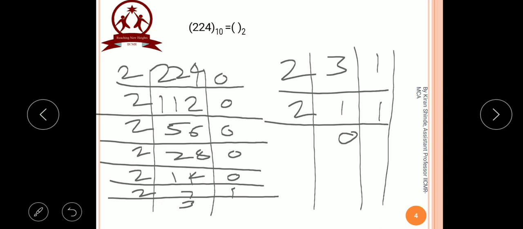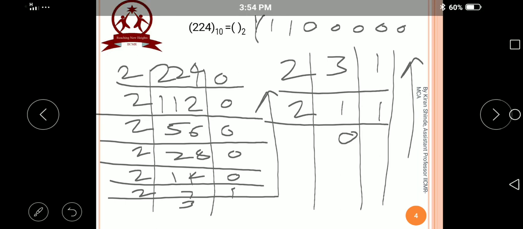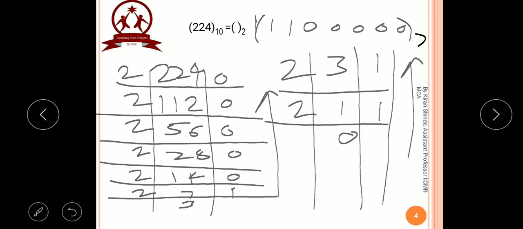So your final answer will be, write down from bottom to top as I already explained with the previous slide. So your final answer will be 111, that is 3 times 1, and 5 times 0. So this is nothing but the binary equivalent of the decimal number, which is 224.